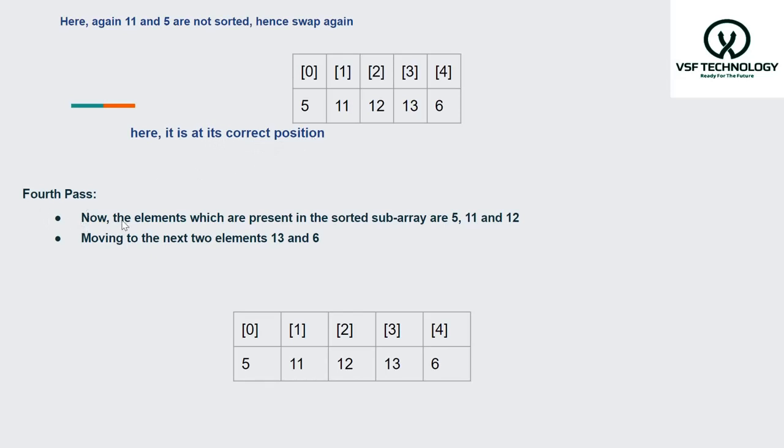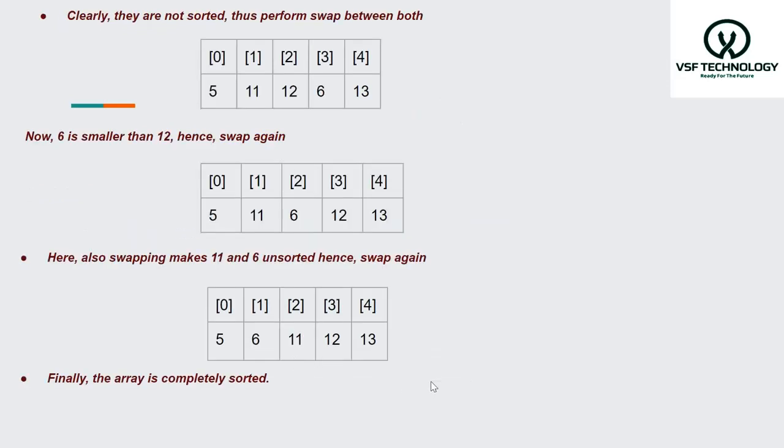Fourth pass. Now the elements present in the sorted subarray are 5, 11 and 12. Moving to the next two elements, 13 and 6. Clearly they are not sorted, thus perform a swap between both. Now 6 is smaller than 12, hence swap again. Here also swapping makes 11 and 6 unsorted, hence swap again. Finally the array is completely sorted.